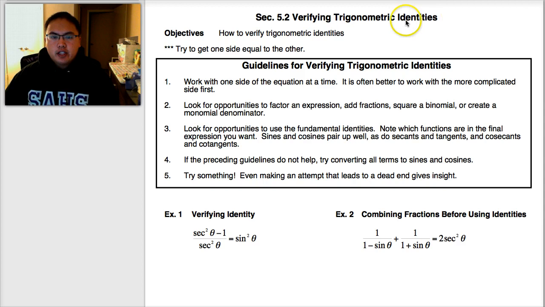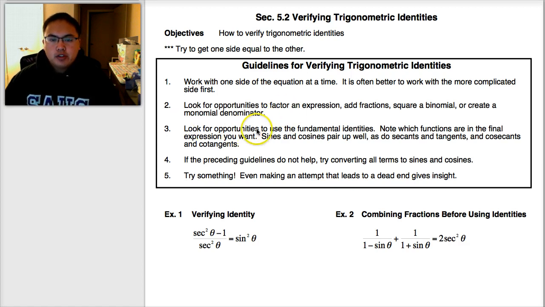Remember, verifying trigonometric identities, in short, means try to get one side equal to the other. Okay? Here are some guidelines, and it's supposed to help you out to solve these. First of all, work with one side of the equation at a time. It is often better to work with the more complicated side first. So every time you see an equation, it's always better to work with the one that looks more complicated. Second, look for opportunities to factor, add fractions, square a binomial, or create a monomial denominator. So using any of these four tactics or skills is a way to simplify one side.